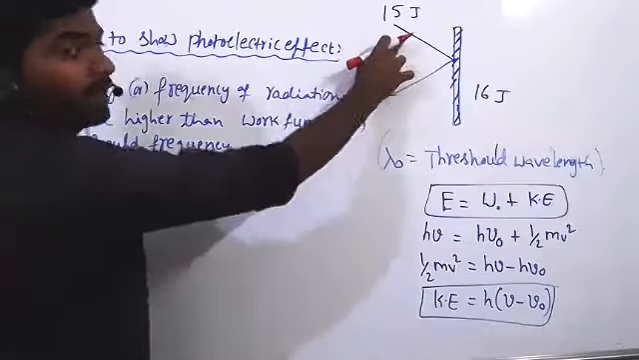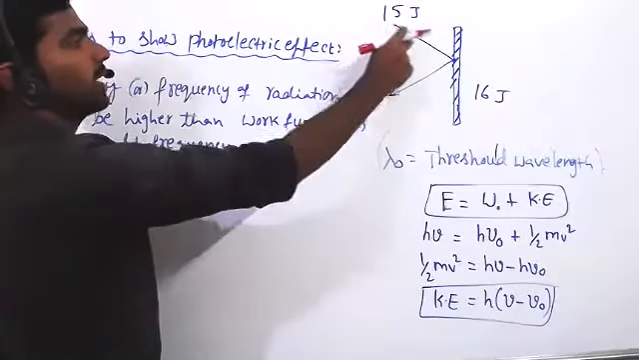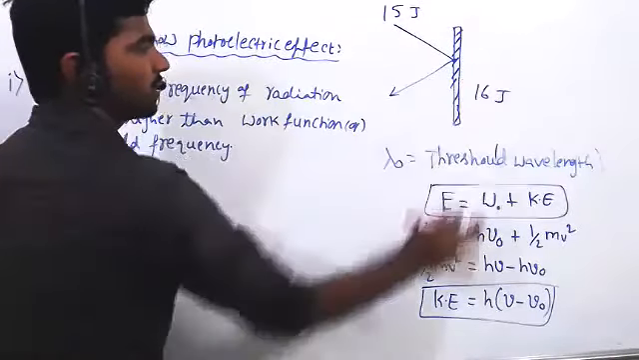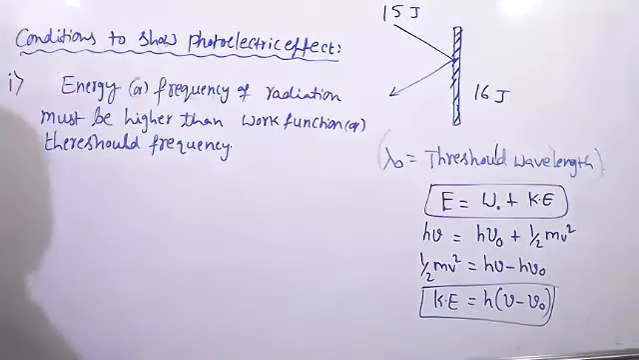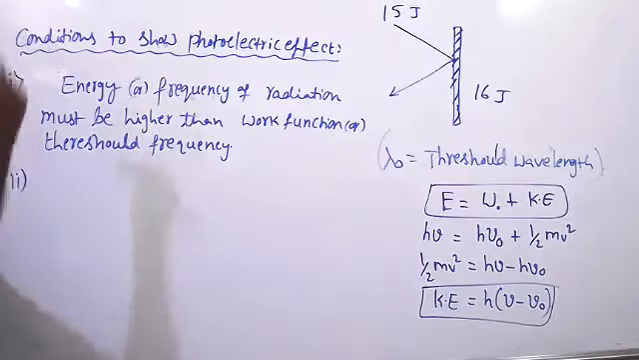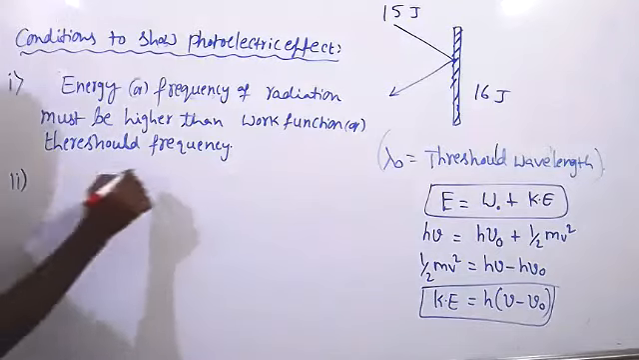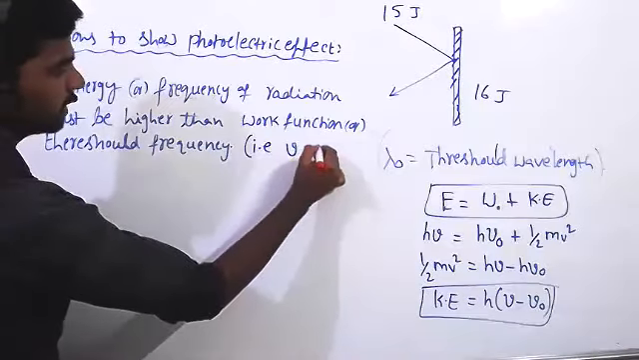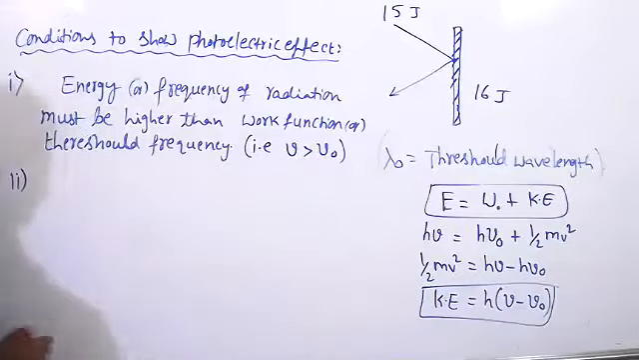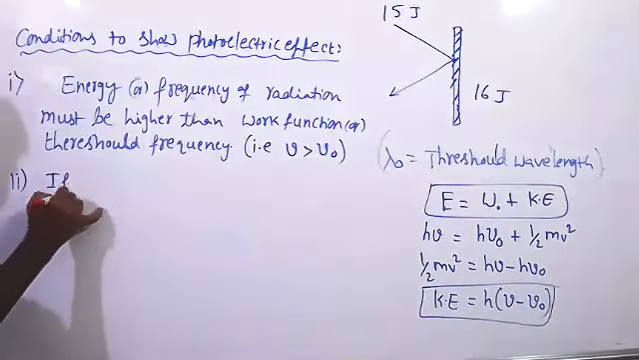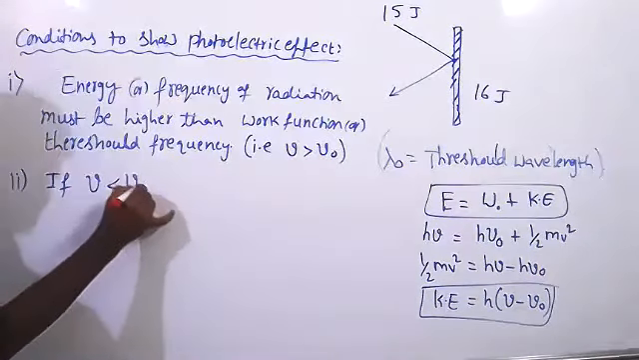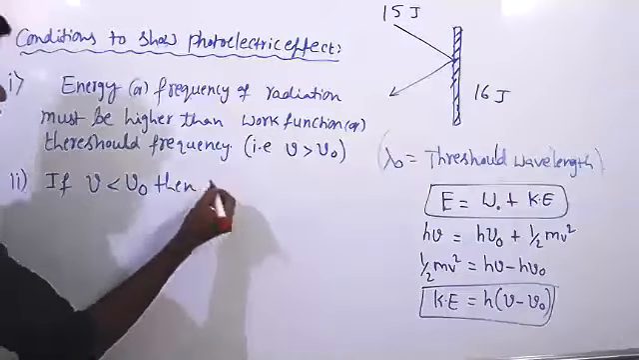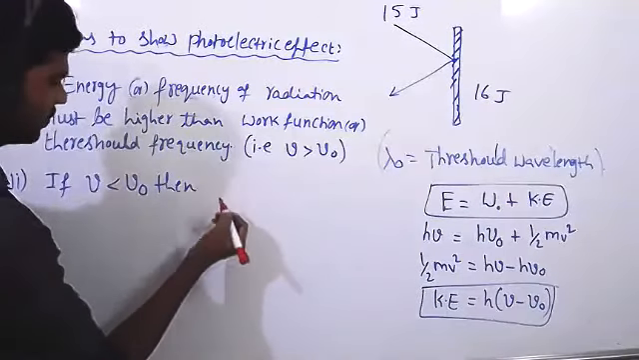So the initial radiation frequency or energy must be higher than the threshold energy, or the threshold frequency. That is, in bracket, nu must be greater than nu naught. So if nu is less than nu naught, then there is no photoelectric effect phenomena.